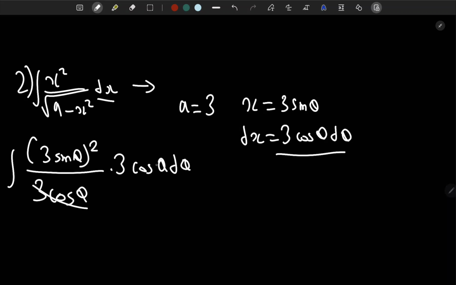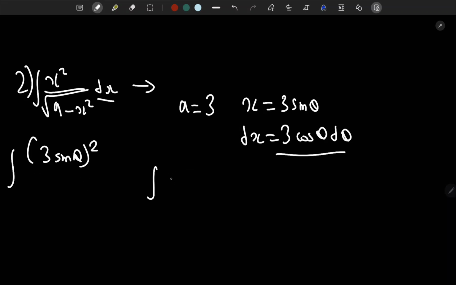Now we can cancel this with this part over here, and all we have left is 3 sine delta squared. Let's simplify that now. It will be 9 sine squared delta d delta, and we can take the 9 outside.